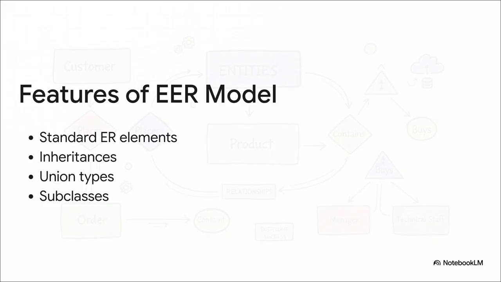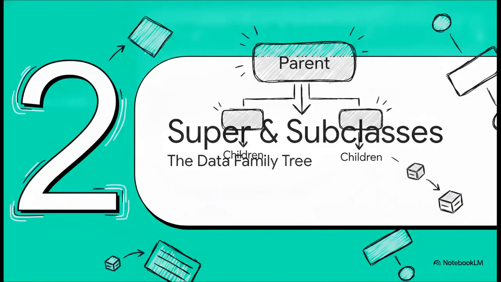Basically, an EER diagram gives you everything you already love about a standard ER diagram, but it comes packed with superpowers. We're talking attribute and relationship inheritance, category or union types, specialization and generalization, and of course, subclasses and superclasses. These are absolutely crucial tools that let us map out crazy real-world complexities without even breaking a sweat.